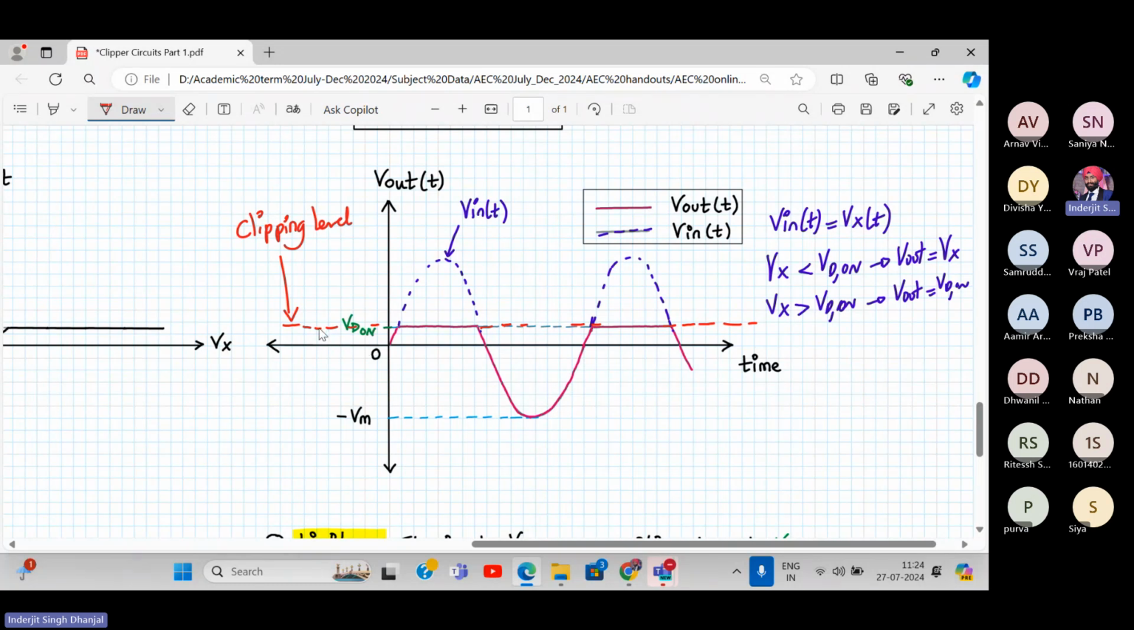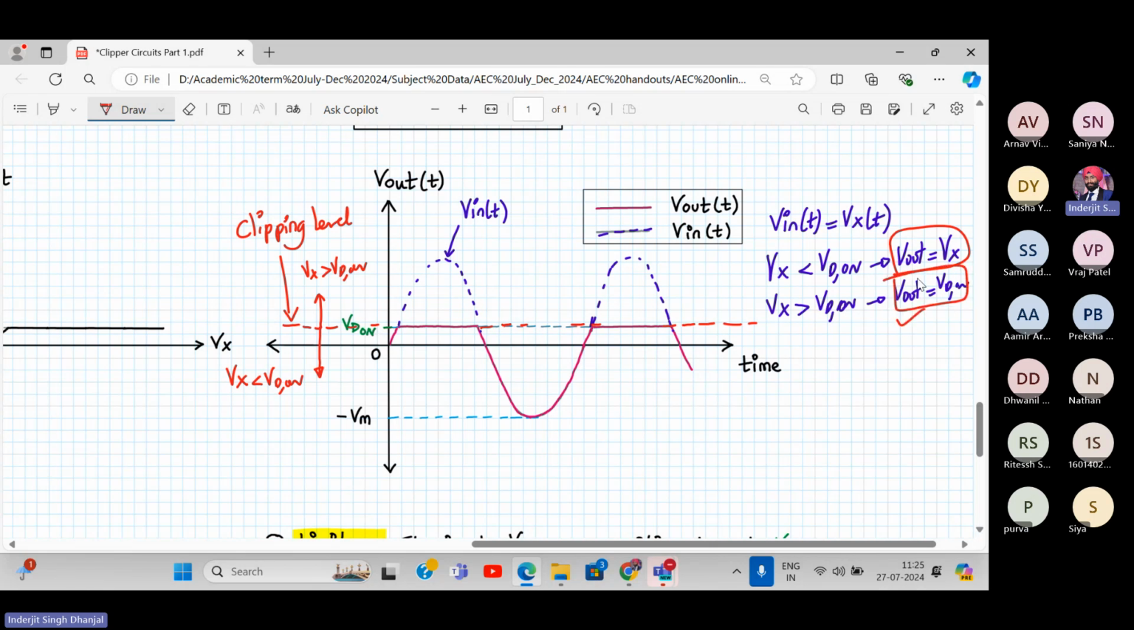Okay, now below this level, my Vx is less than Vd on, and above this level, my Vx is greater than Vd on. Agree? Okay, so below this, my output will follow my input. This is my input sinusoidal waveform, and it has to be followed. Above which Vx is greater than Vd on, my output will be stuck at the Vd on value. So that is what we have followed.